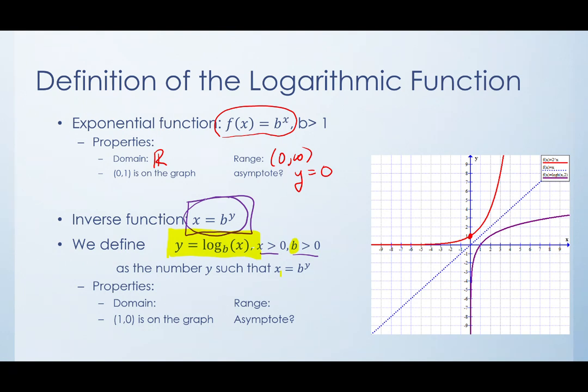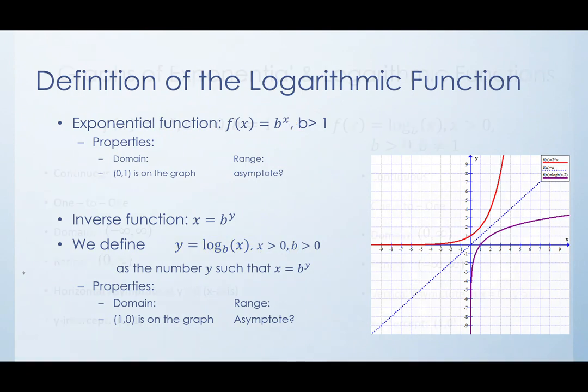All right, so remember here, our range has become our domain. So our domain for our logarithmic function is 0 to infinity. Our range is all real numbers. The point (1, 0) is on the graph, and our asymptote is x equals 0.